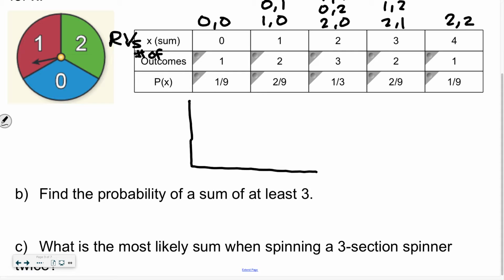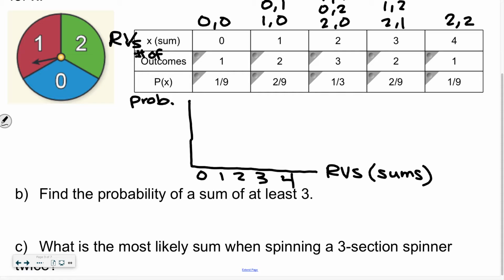Now, your horizontal axis is going to be your random variables, which are your sums. So we know spinning this spinner twice, the only sums that are possible are 0, 1, 2, 3, and 4. The vertical axis is going to be the probabilities. Now, all of those probabilities should have added to 1, which they did. 1/9 plus 2/9 plus 3/9 plus 2/9 plus 1/9.